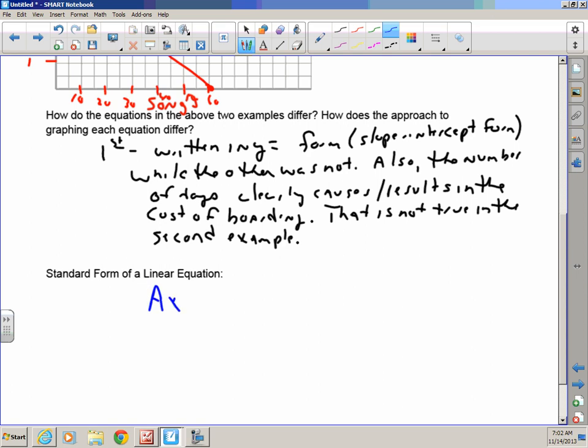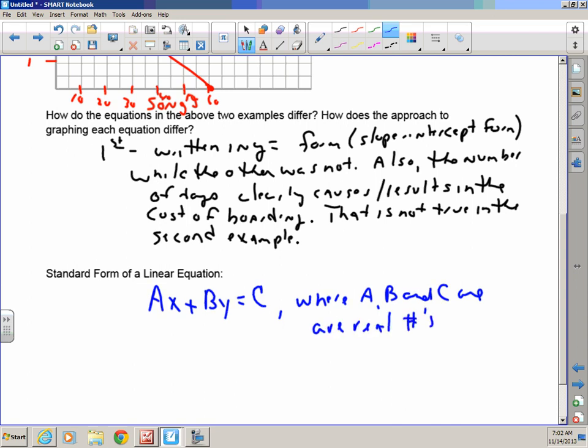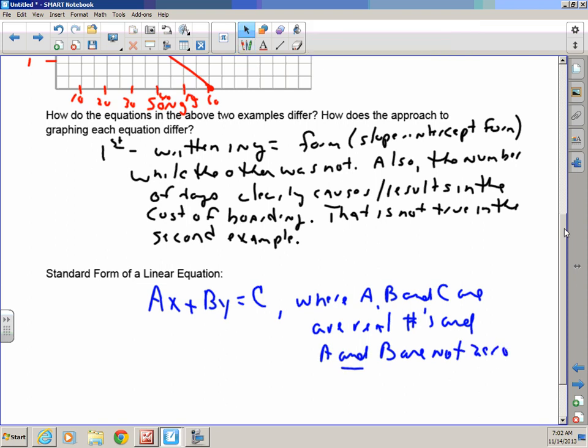And the standard form is ax plus by equals c, where a, b, and c are constants, real numbers, really, and a and b are not 0. If a and b are 0, then all we have left is the constant c. Okay? Okay, so let's take a look at the next one.